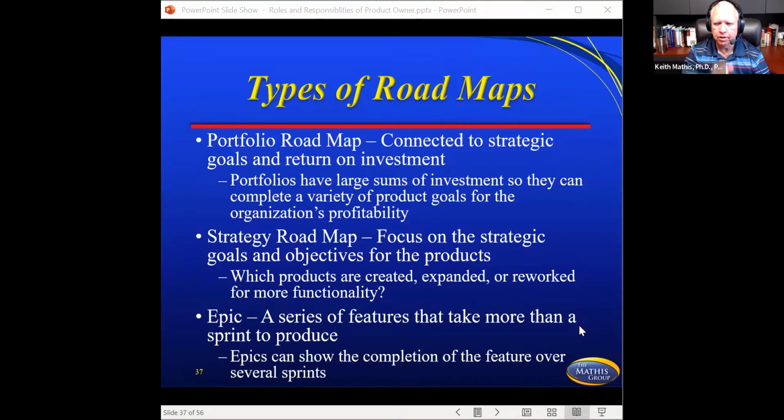Types of roadmaps. One would be a portfolio roadmap connected to strategic goals, return on investment. Portfolios have large sums of investment, so they complete a variety of product goals.